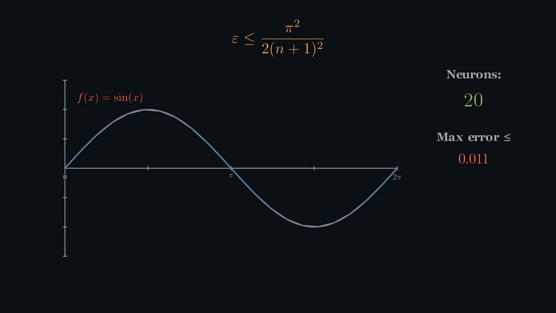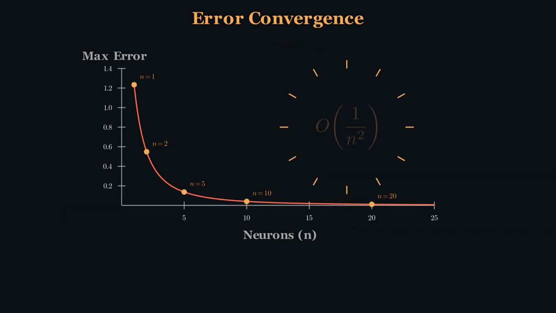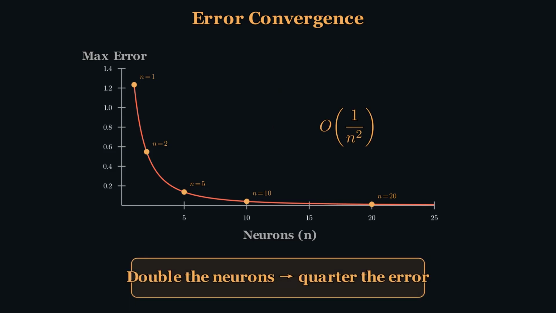And this improvement follows a precise mathematical law. The maximum error is bounded by pi squared over 2 times n plus 1 squared. Watch how fast the error falls. This is O of 1 over n squared convergence. Double the neurons. The error drops to roughly 1/4. This is the power of piecewise linear approximation and the mathematical foundation of universal approximation.